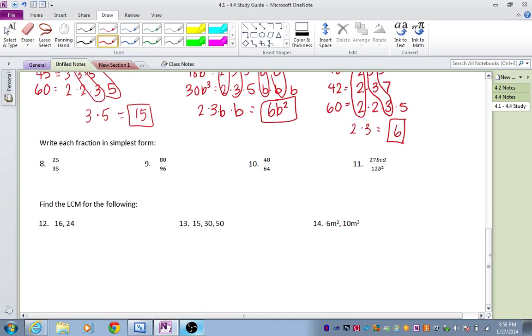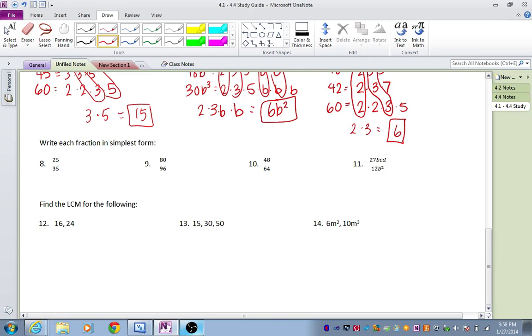Okay, let's work on some simplifying. For these questions, you can either find the GCF and divide it out from the numerator and denominator right away and take care of simplifying in one step, or you can do it in little pieces. Whatever you see goes into both numbers, divide it out, and then keep going if you need to.